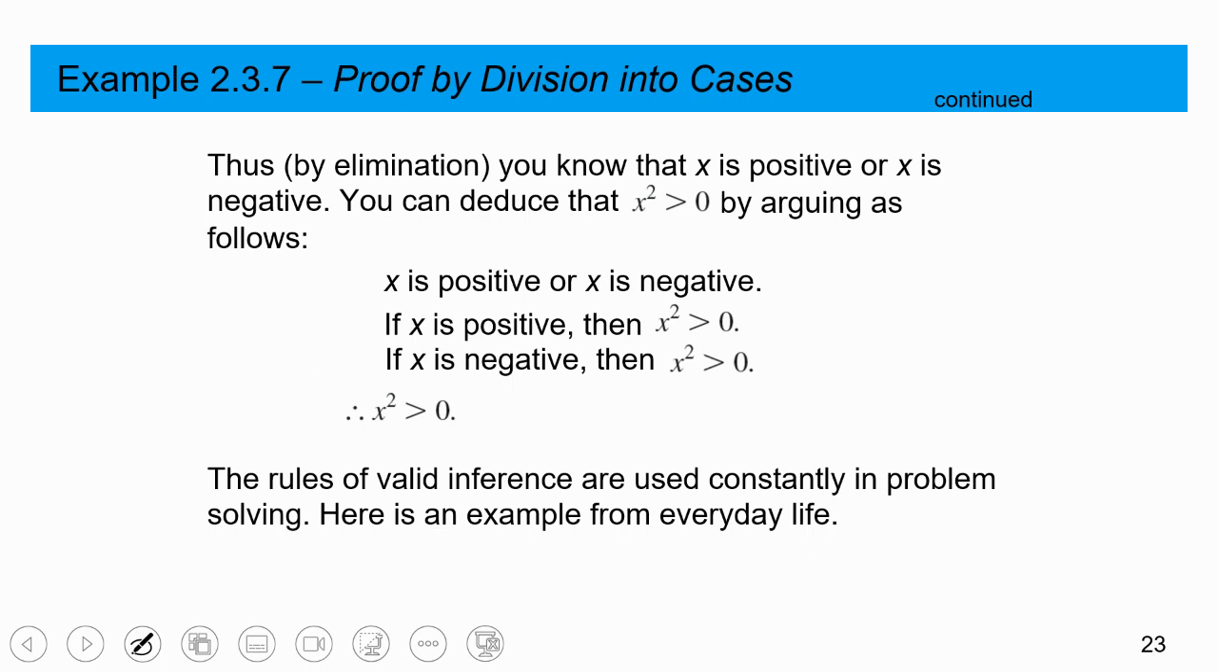All right, so by elimination, you know that x is positive or x is negative, and you can deduce that x squared is greater than zero by arguing as follows. x is positive or x is negative. If x is positive, then x squared is greater than zero. If x is negative, then x squared is greater than zero. Therefore, since in both cases we've shown that x squared is greater than zero, we can conclude that x squared is greater than zero.